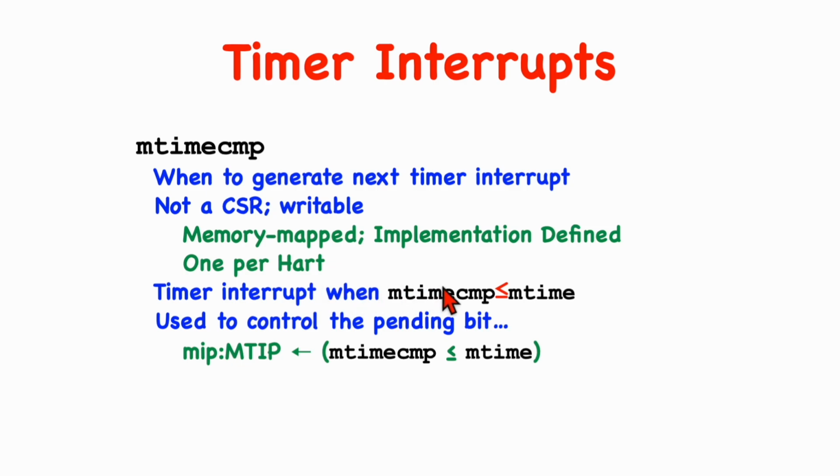mtimecmp tells when the next timer interrupt should occur, and it's based on the current time, mtime. Whenever the current time reaches or exceeds this limit, a timer interrupt is to happen. The hardware will do this by setting the pending bit, which is the MTIP, that's the machine mode timer interrupt pending bit, in the interrupts pending register. In fact, the pending bit simply mirrors the Boolean condition shown here.